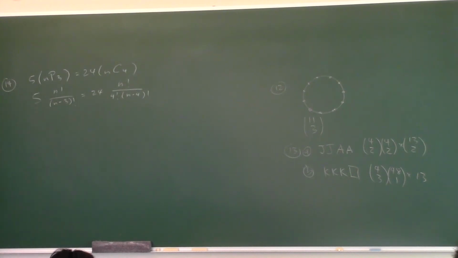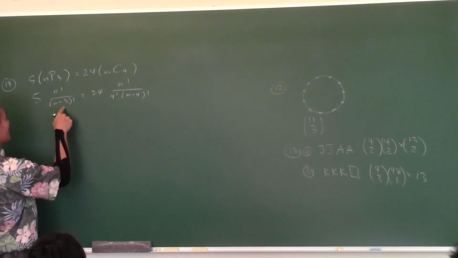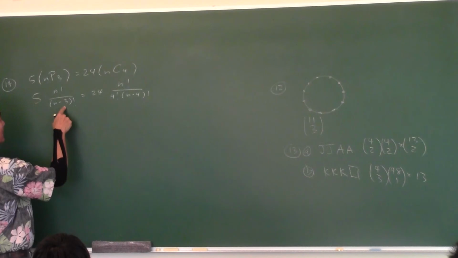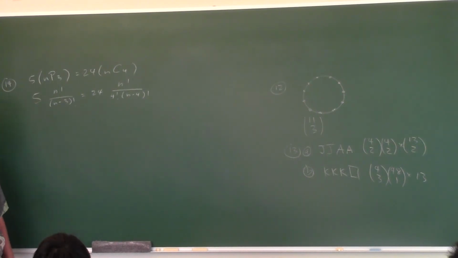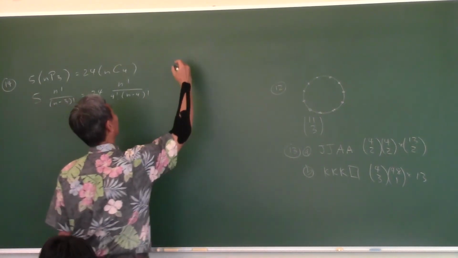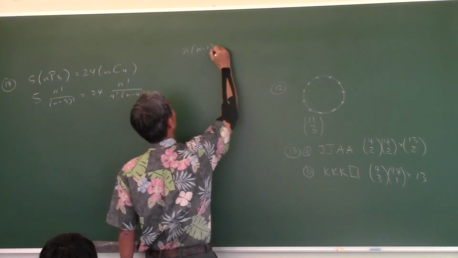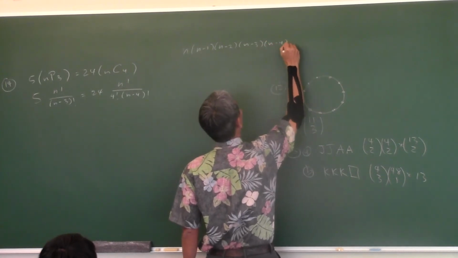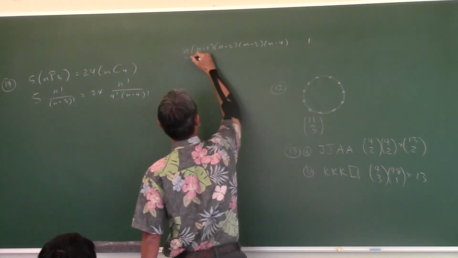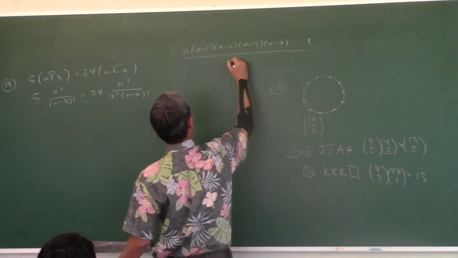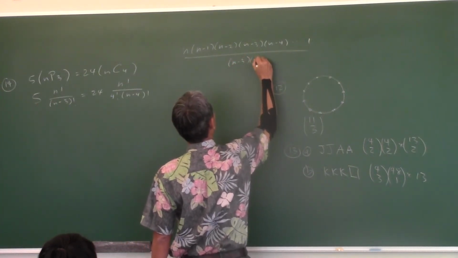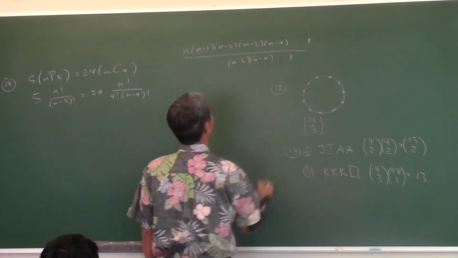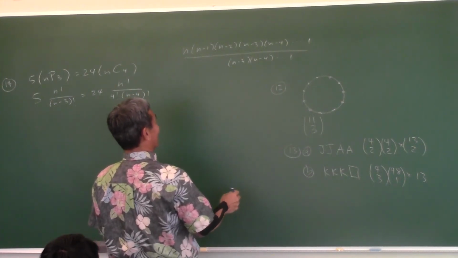Now, let's simplify. Remember, after yesterday's thing, we should be good at working with factorials, right? So how does this simplify? If you're still befuddled by factorials, write it out. What does n factorial mean? n times n minus 1 times n minus 2 times n minus 3 times n minus 4, all the way until you hit 1, right? What is n minus 3 factorial? n minus 3 times n minus 4, all the way until you hit 1. Let the canceling begin!